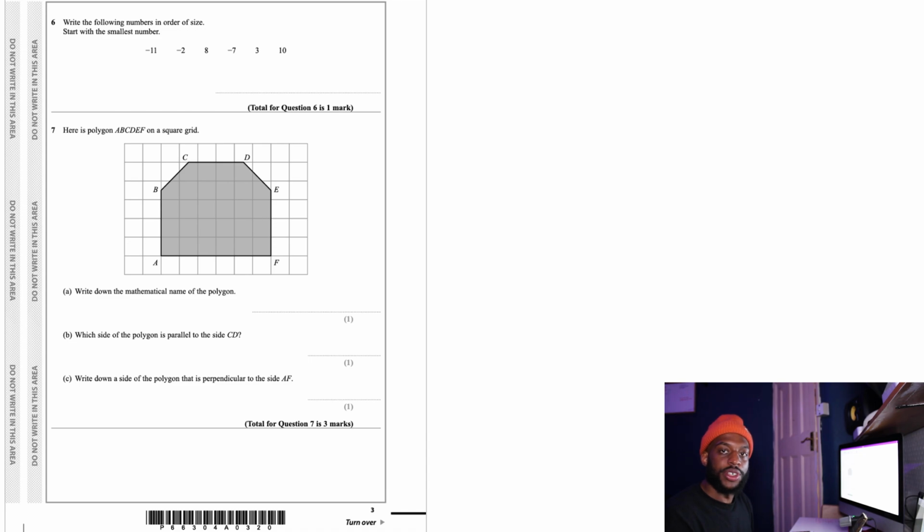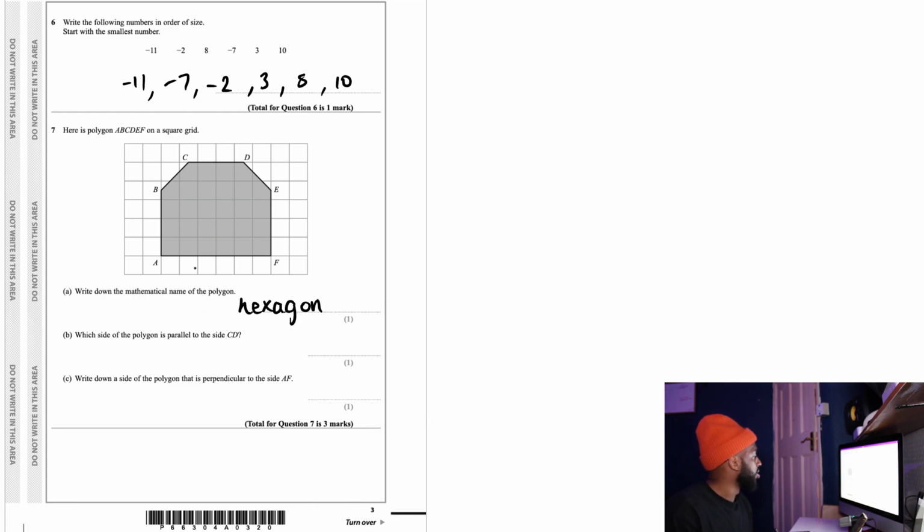Next question, we're ordering numbers. So starting with the smallest, it's going to be minus 11. Then we've got minus 7, minus 2, 3, 8, and 10. We have a polygon question. We need to write down a mathematical name. It's got 6 sides, so it's a hexagon.